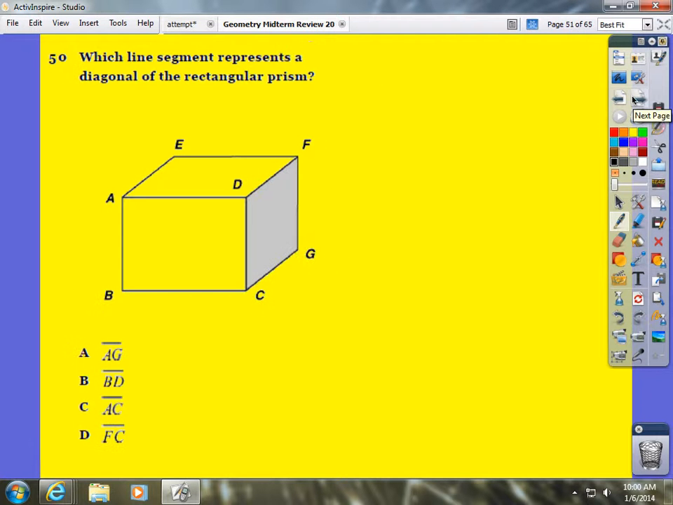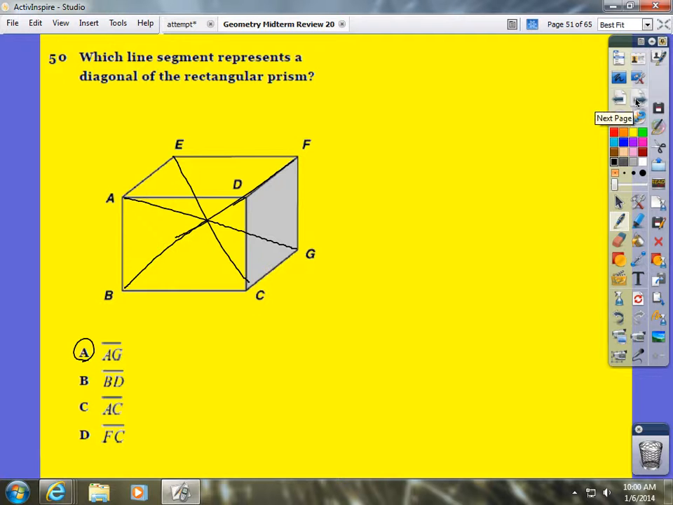Which represents a diagonal? A diagonal is going to go from one corner to the next, not on one plane. So we have like AG, we have D to whatever that point is on the other side. We have B to F, we have E to C. All of those go inside the figure, and the only one that we have that's mentioned here is AG.